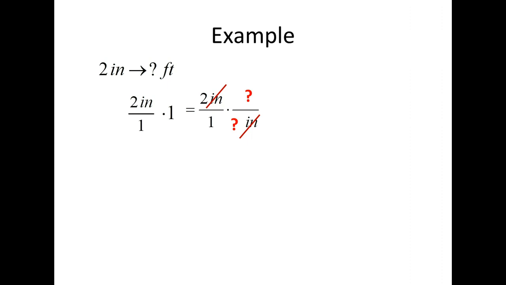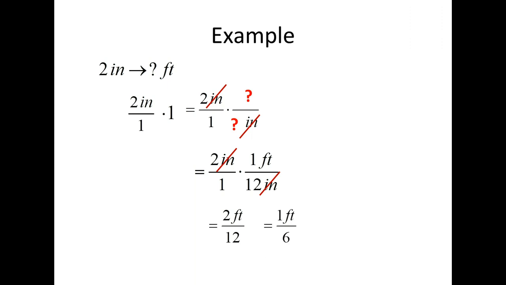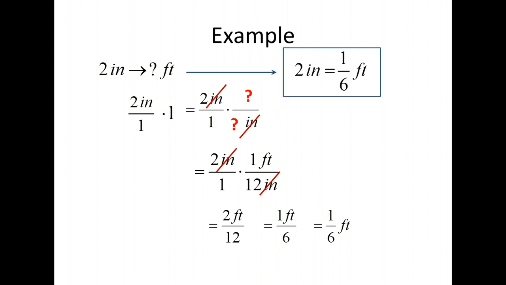Well, I know I have inches. I know I want feet. Well, I can convert feet to inches. We know that to be true. We had 1 foot was 12 inches. This was the number 1. Now the inches cancel. I go ahead and do the multiplication. I get 2 feet over 12 inches. 2 feet over 12, I'm stumbling here, is equal to 1 foot over 6, which reduces to 1/6 of a foot. So what do we have? We have 2 inches is the same thing or equal to 1/6 of a foot.